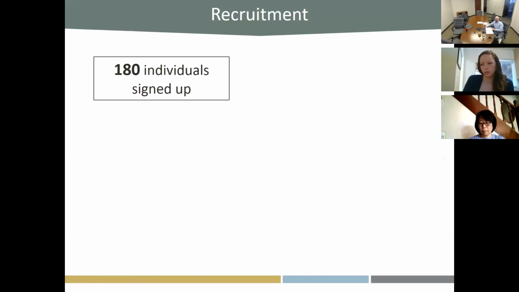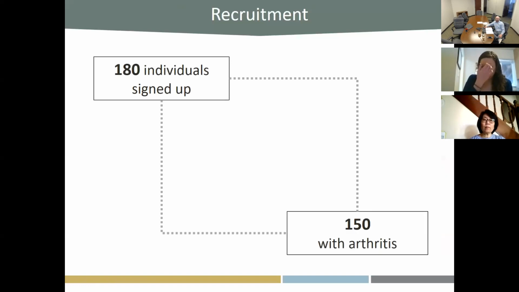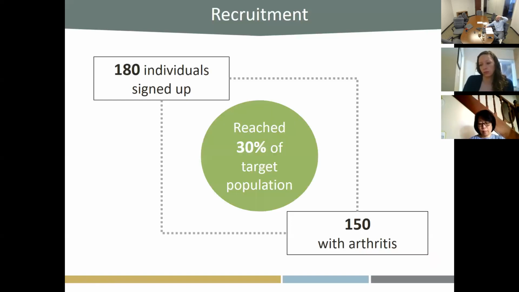So it turns out that their recruitment in this case study really did pay off. They had 180 individuals sign up, and 150 of those had arthritis. So for them, they felt they reached 30% of their target population. So that's going back to their total target of, I think it was 115 or 20% of their target population.